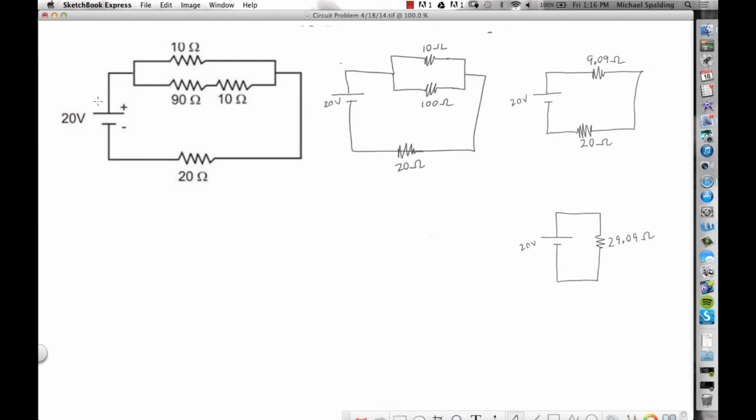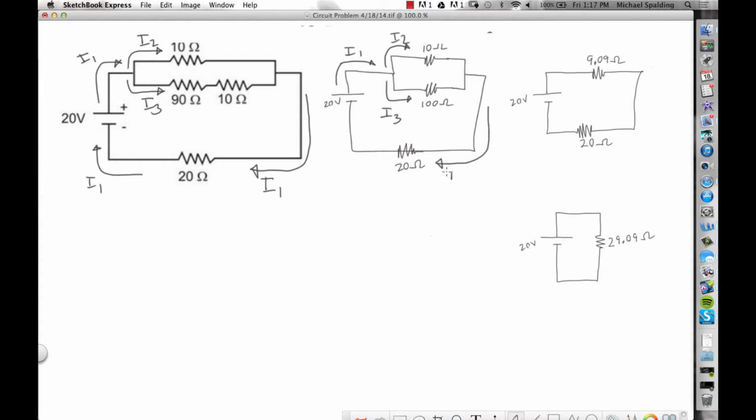Let's label the currents though. Before we go any farther, let's call the current out of the battery I1, then I1 splits into I2 and I3. So both of these have I3, right? Current in series is the same. The I3 goes through this whole segment here. Okay, then over here, we're back to I1, and then I1 comes back into the battery. So here this would be I1, I2, I3, and then back here is I1.